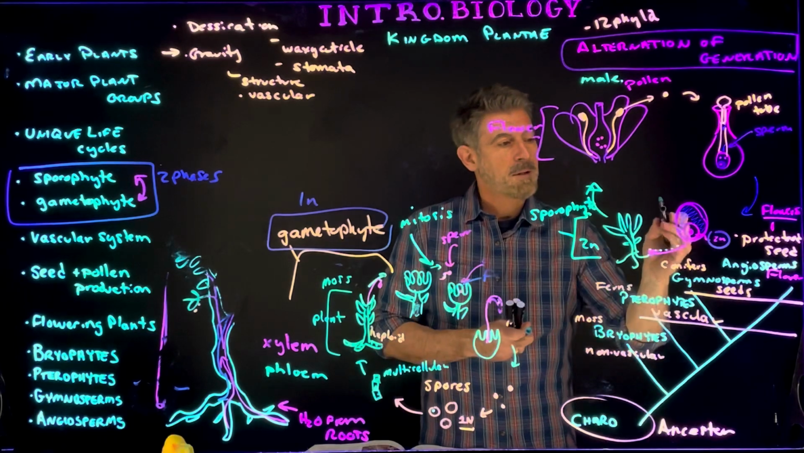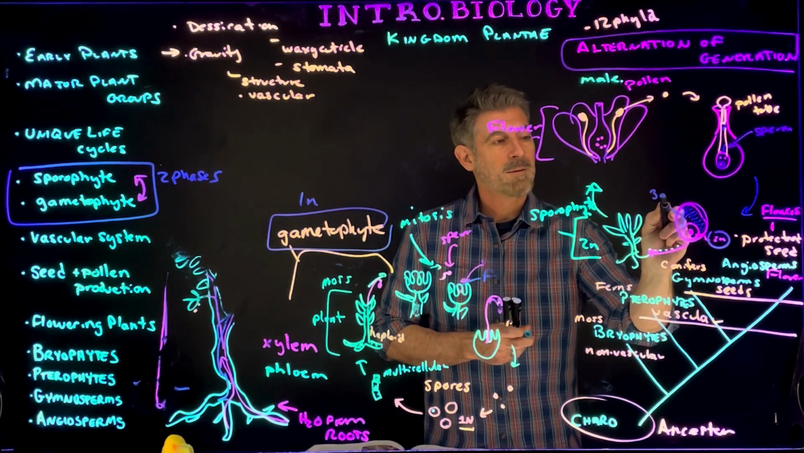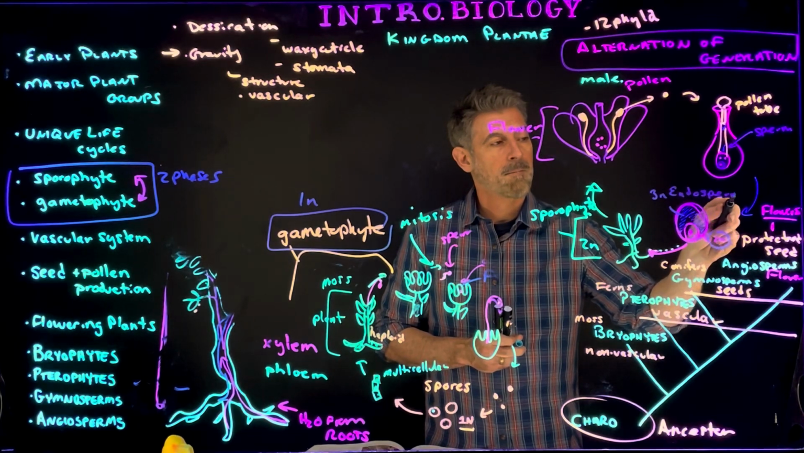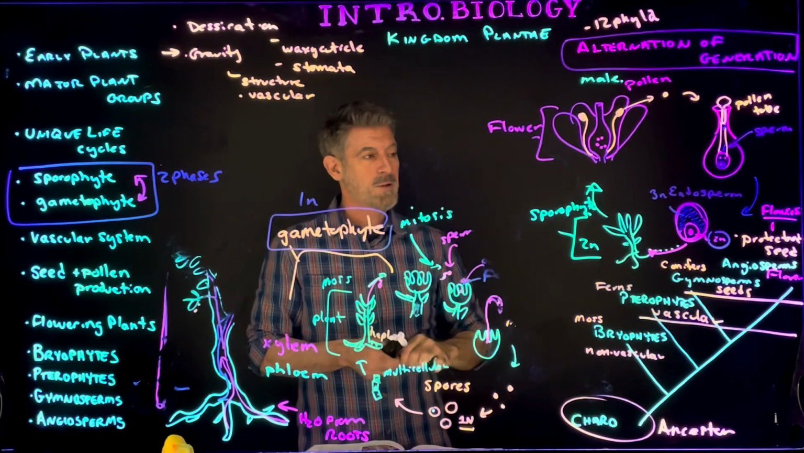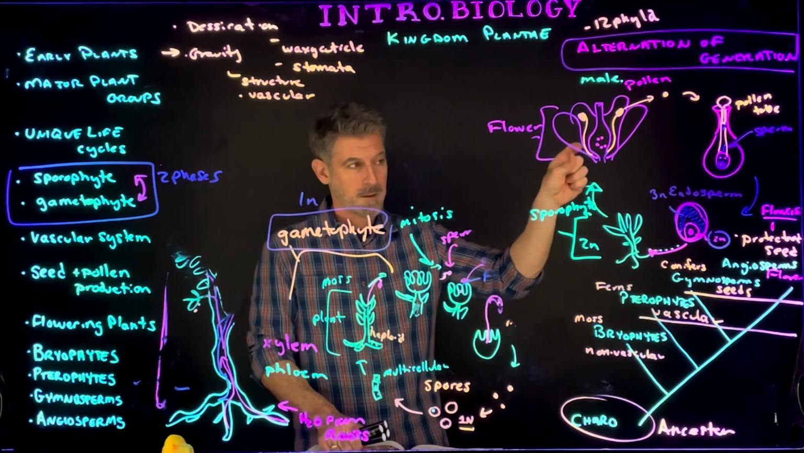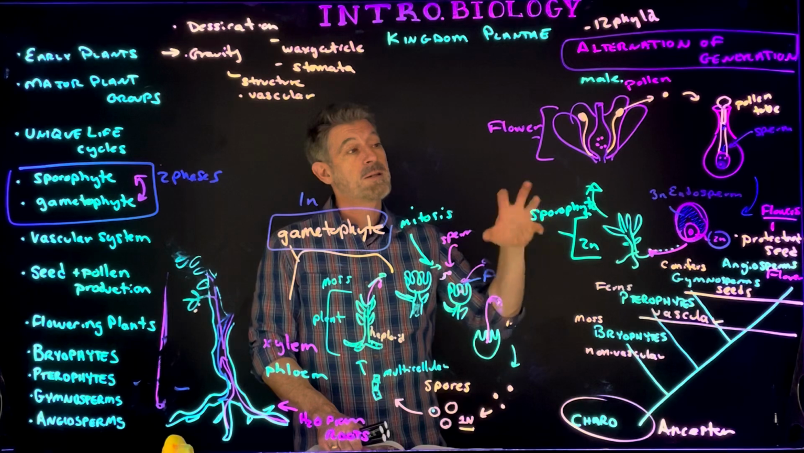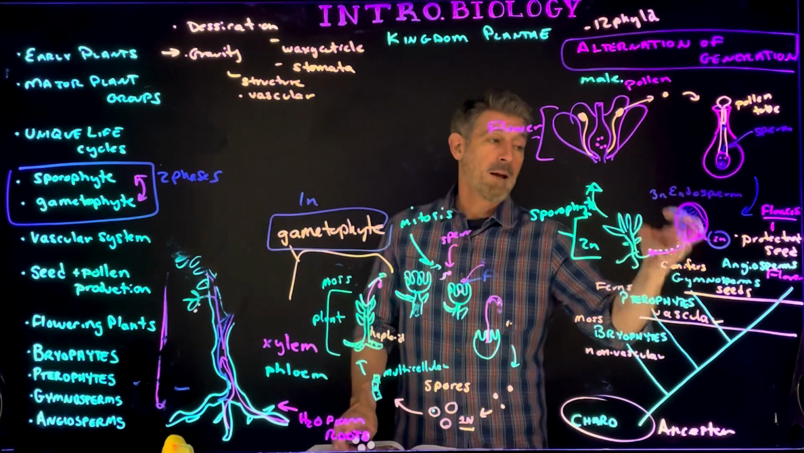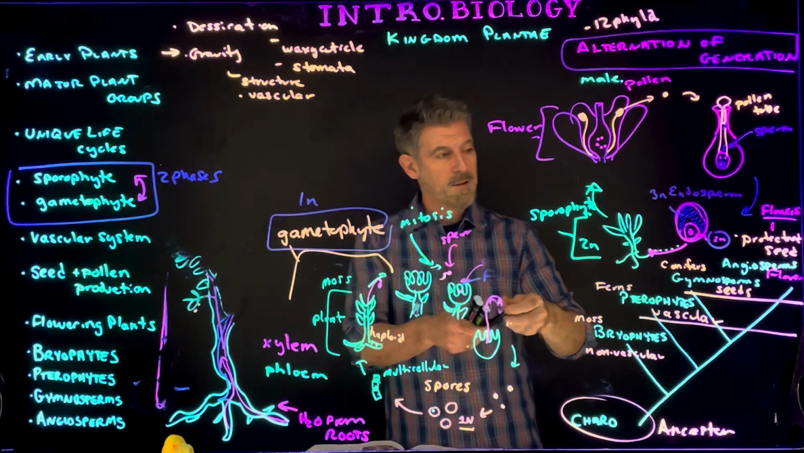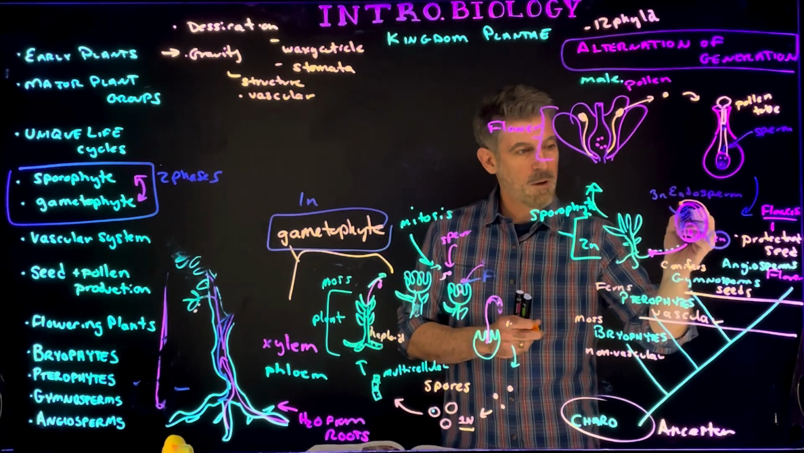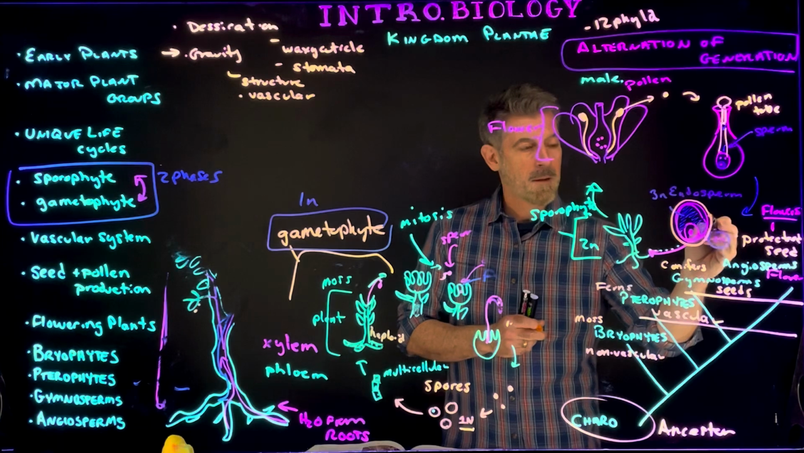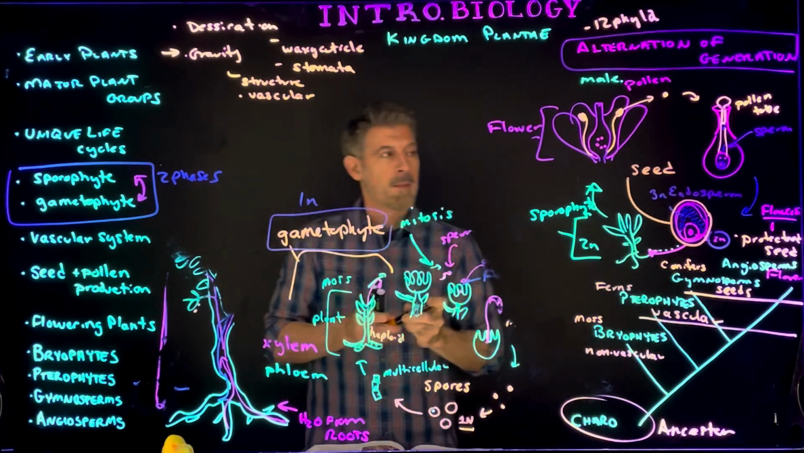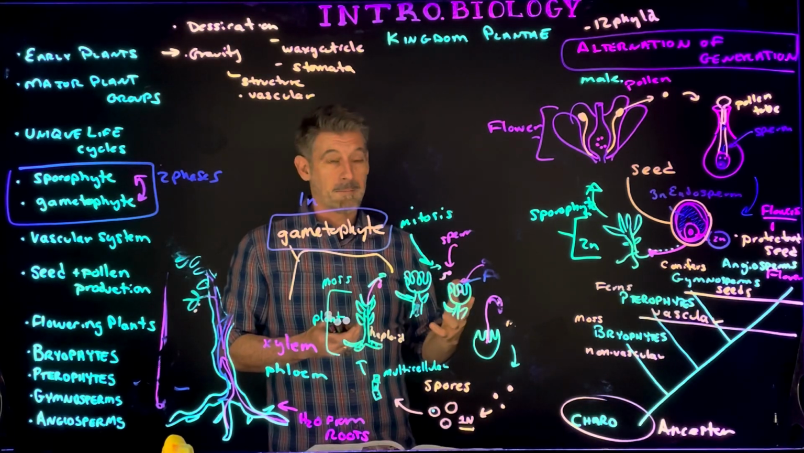They produce a structure that can be 3N, called endosperm. So the endosperm is not a swimming little sperm structure, it's tissue. It's nutrient tissue that helps the embryo develop, right? And then this whole structure gets coated by highly protective material and then forms the seed.